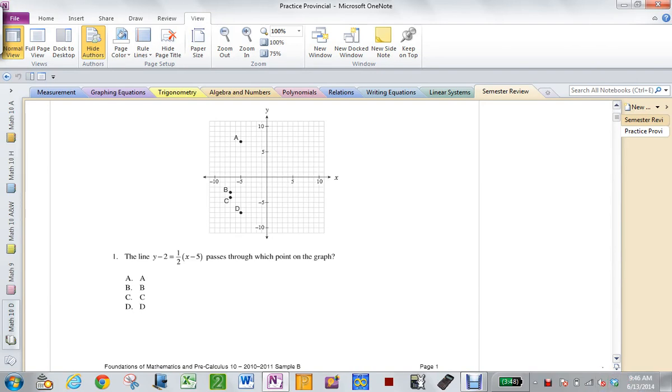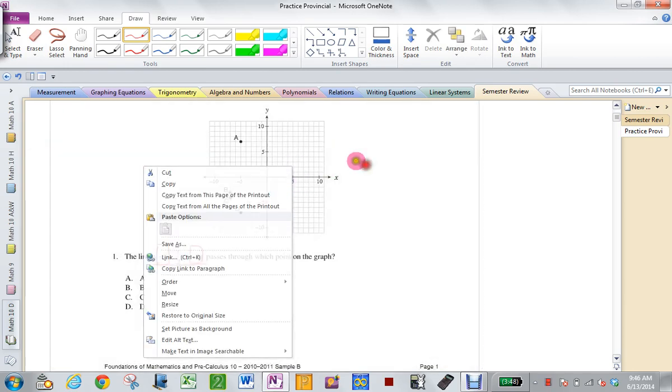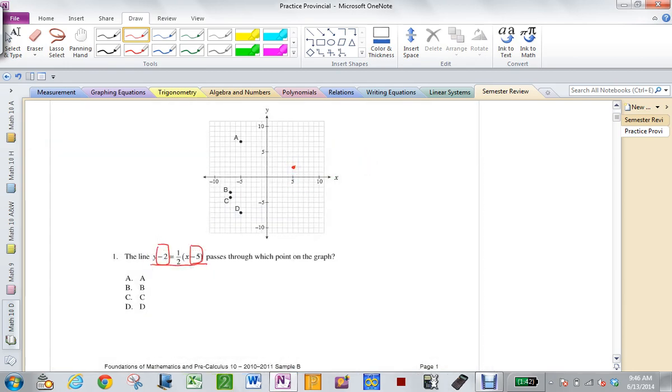Okay, guys, here's your provincial, the one you did in class. So we'll start with this one right here. I'll graph in red. That's my point for y, that's my point for x. Remember, they have to change. So I've got to be at 5, 2. And my slope is 1 half. So that means down 1 over 2, down 1 over 2, and so on, and I hit C.